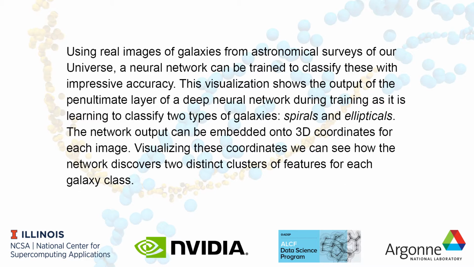Using real images of galaxies from astronomical surveys of our universe, a neural network can be trained to classify these with impressive accuracy. This visualization shows the output of the penultimate layer of the deep neural network during training, as it is learning to classify two types of galaxies, spirals and ellipticals. The network output can be embedded onto 3D coordinates for each image. Visualizing these coordinates, we can see how the network discovers two distinct clusters of features for each galaxy class.